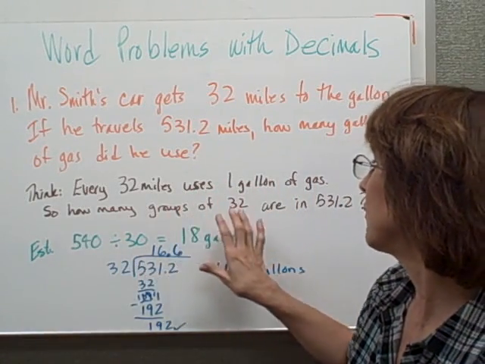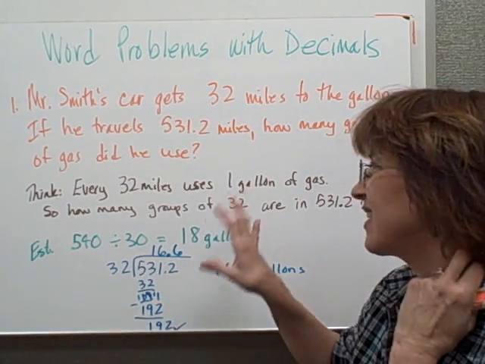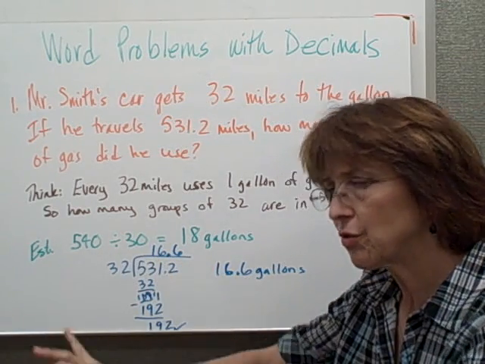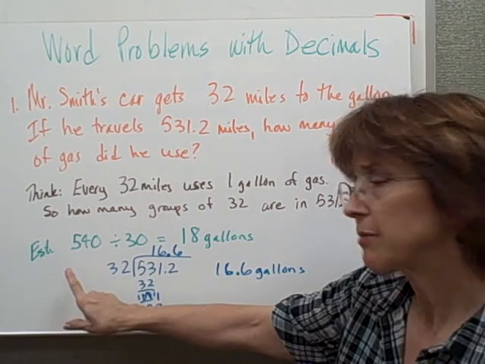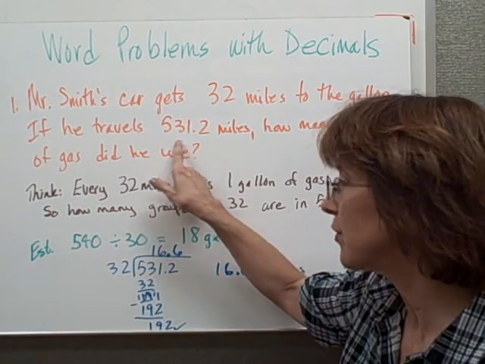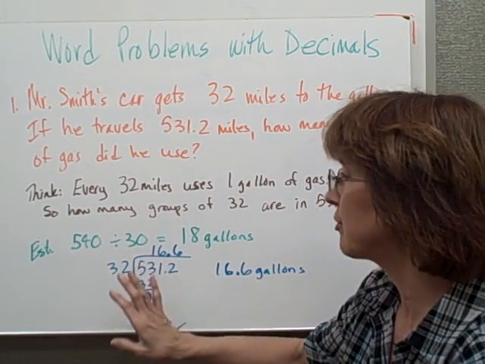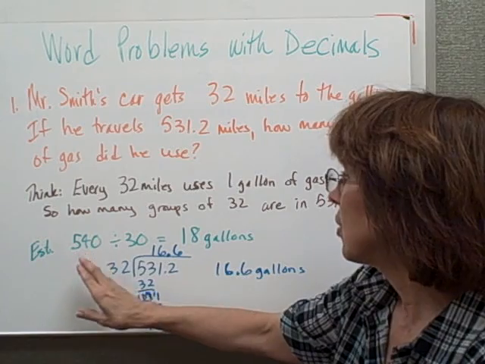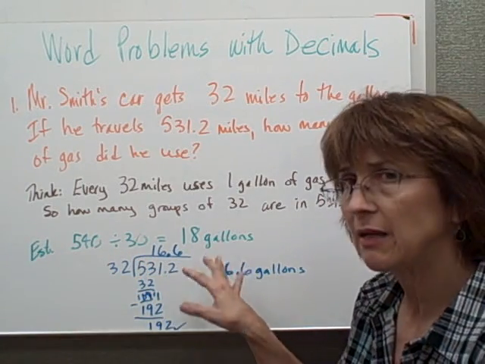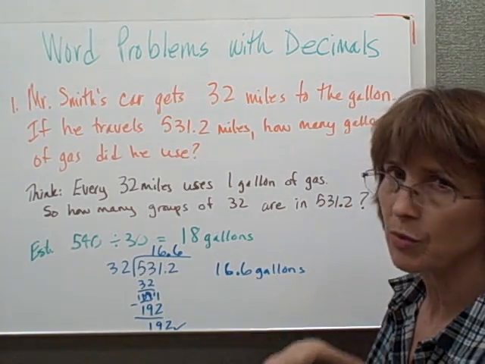So how many groups of 32 are there in that 531 whatever? So it's a division problem. I'm trying to figure out how many equal groups. Separating into equal groups, that's division. So I'm going to estimate. I'm going to round this to 540 because I know it really rounds to 530, but 540, 30 goes into 540. I'm looking for my compatible numbers when I divide or multiply. So I knock off the zeros. I see 3 goes into 54 really 18 times. So it's 18 gallons is about what my answer is. When I actually do it out, bring the decimal up, I get 16.6.